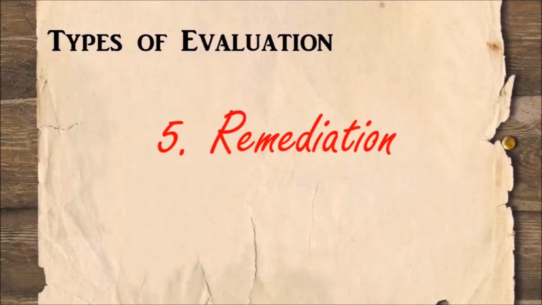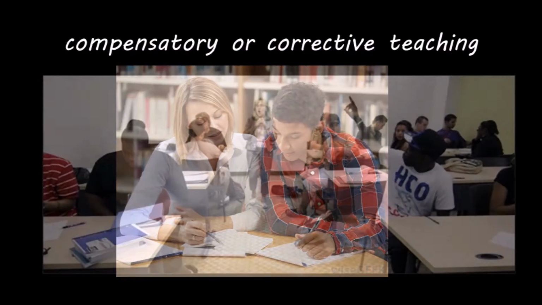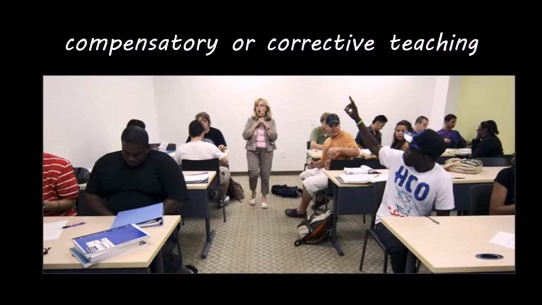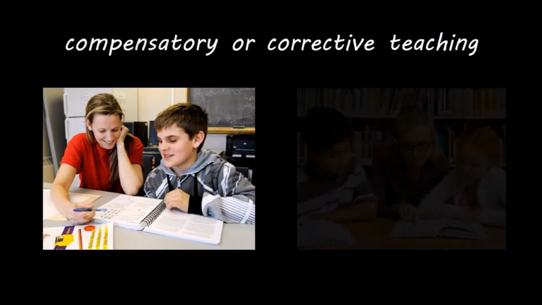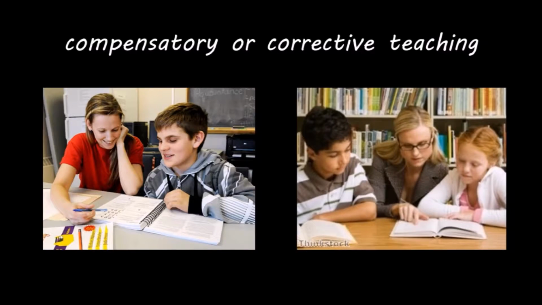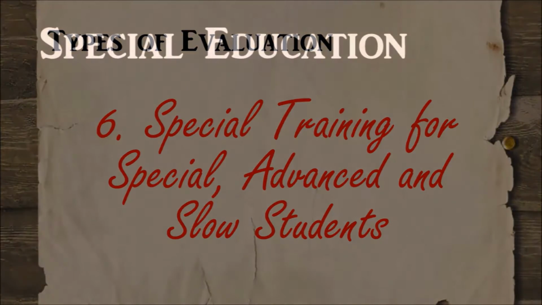Number 5. Remediation. It is also known as compensatory or corrective teaching. The teacher teaches the lesson in order to help slow learners make up for what they lost in the course of learning. The teacher uses extra hours after school, weekends, or holidays. Special training for special, advanced, and slow students.